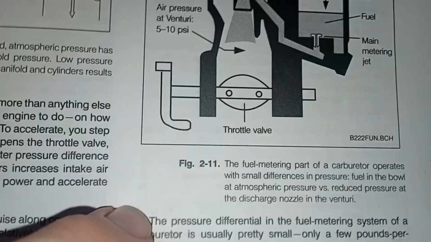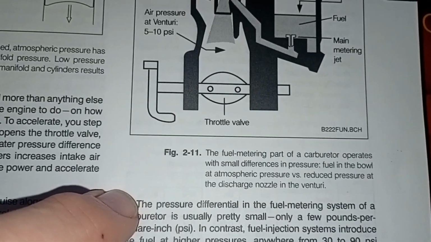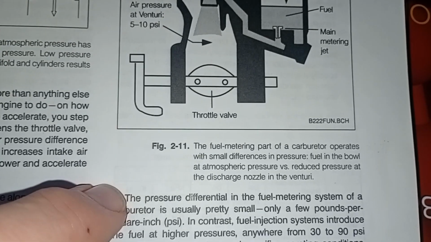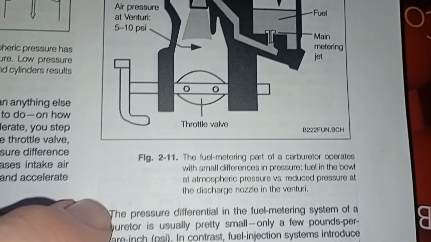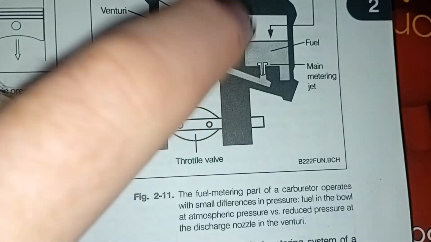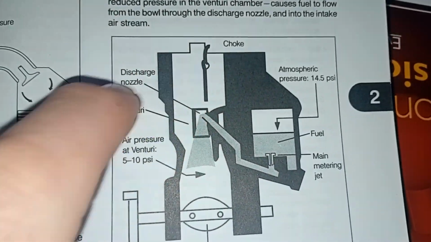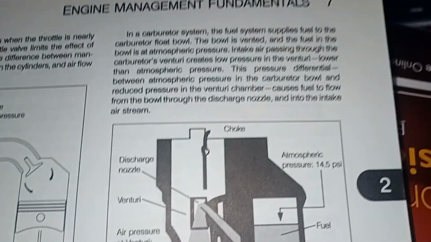It's figure 2.1. The fuel metering part of a carburetor operates with small differences in pressure: fuel in the bowl at atmospheric pressure versus reduced pressure at the discharge nozzle in the venturi. So he's talking about this being the bowl. The choke, and the intake airstream.